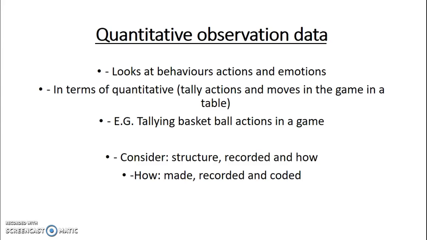Next is quantitative observation data, so this looks at behaviours and actions and emotions in quantitative terms, like tallying actions, so you tally certain types of behaviours. An example would be tallying basketball actions in a game, like a layup or a turnover or something like that. You've got to consider the structure, how you record it, and also how it's coded.